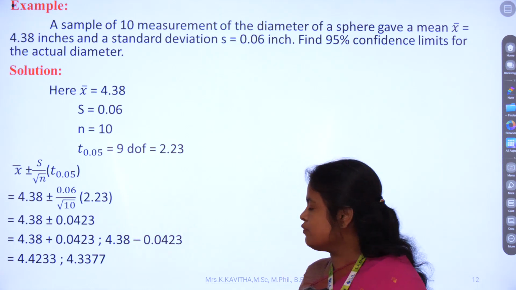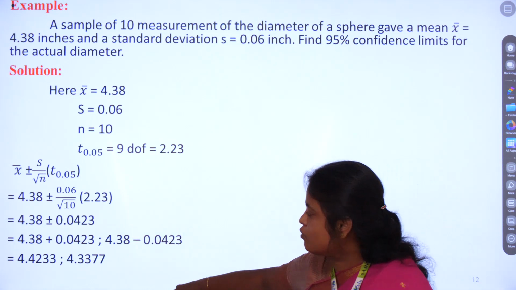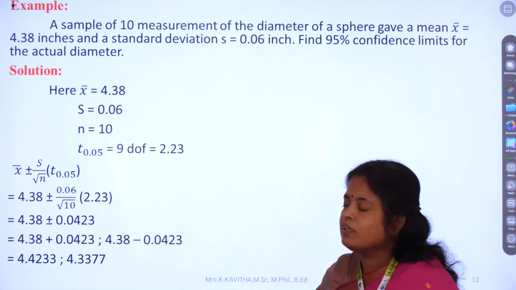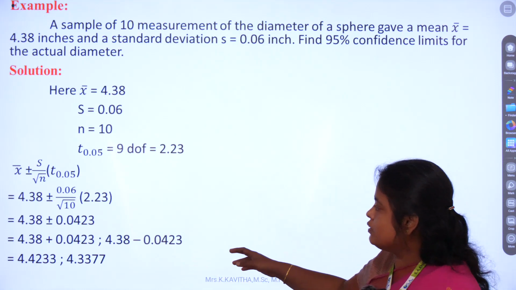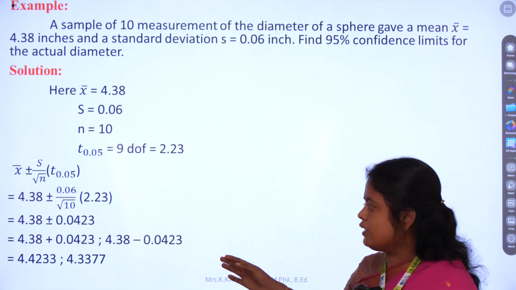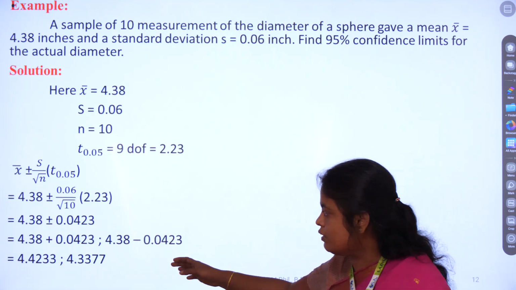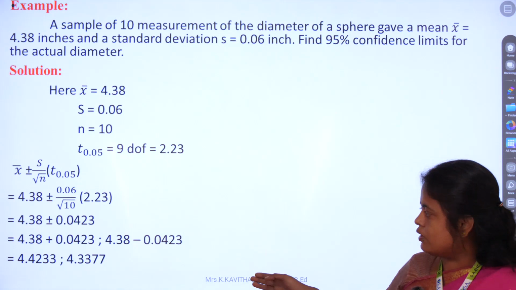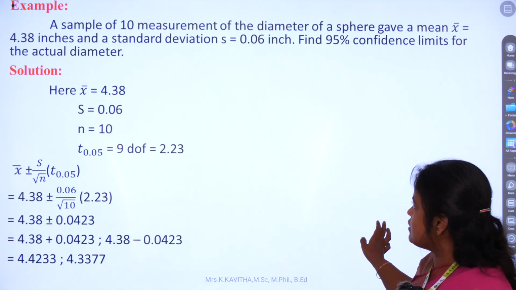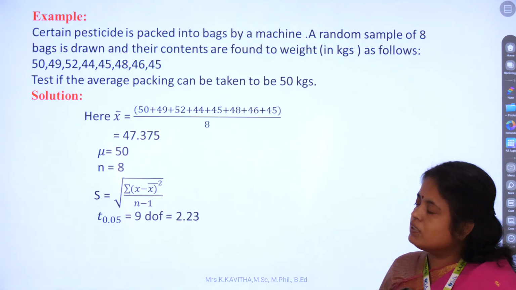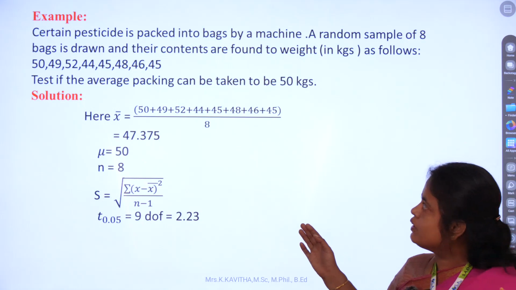In a confidence interval, you will generally get plus or minus values, since it ranges from minus infinity to infinity: 4.4233 and 4.3377. Next we will see the next problem.